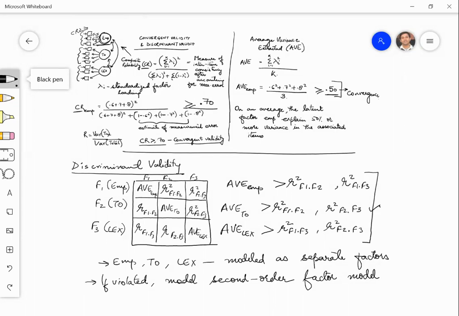This you can do for dimensions of a construct. You can also do it for different constructs that are there in your model. So we'll test it for one construct, that is our leadership construct, and then we will also test it along with other constructs.